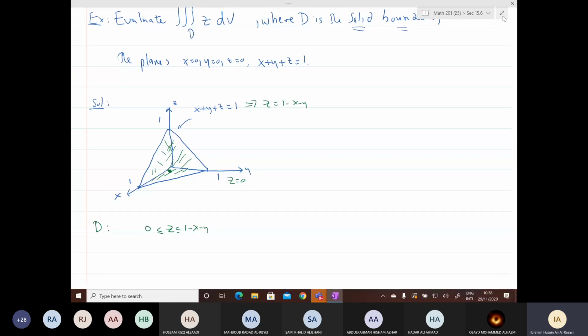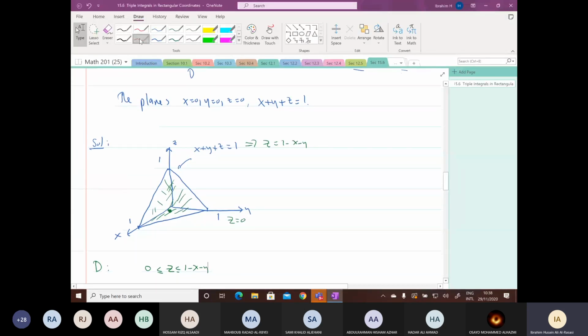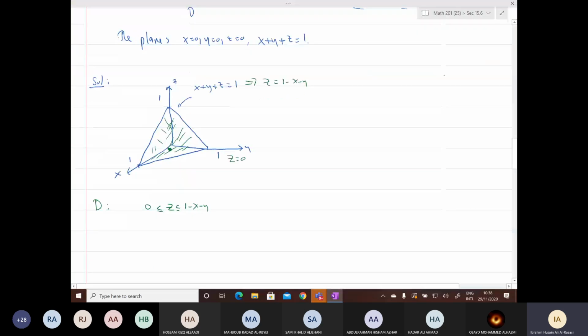If this is not clear, there is another way to find it. Well, I need the limits of z, so I have to move in the direction of the z-axis. I enter here, and then I leave here. Just I enter here, and then you go up. So I leave here. If you take a vertical line through the solid in the direction of the z-axis, you enter through the floor.